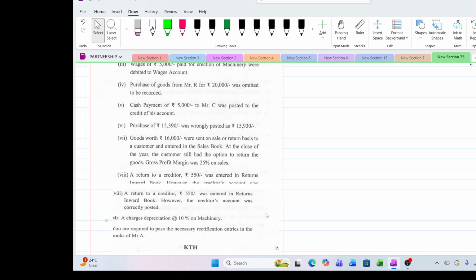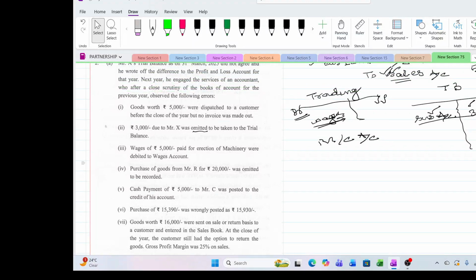A charges depreciation 10% on machinery. So what we have to do first, machinery account has to be debited with 5,000 rupees. Suppose you write it in a separate account to wages account. Wages is a nominal account. So the profit has come down, so we have to credit the P&L adjustment account. I'm making two separate entries only to make you understand clearly. So 5,000 rupees. Okay, this would have been done.